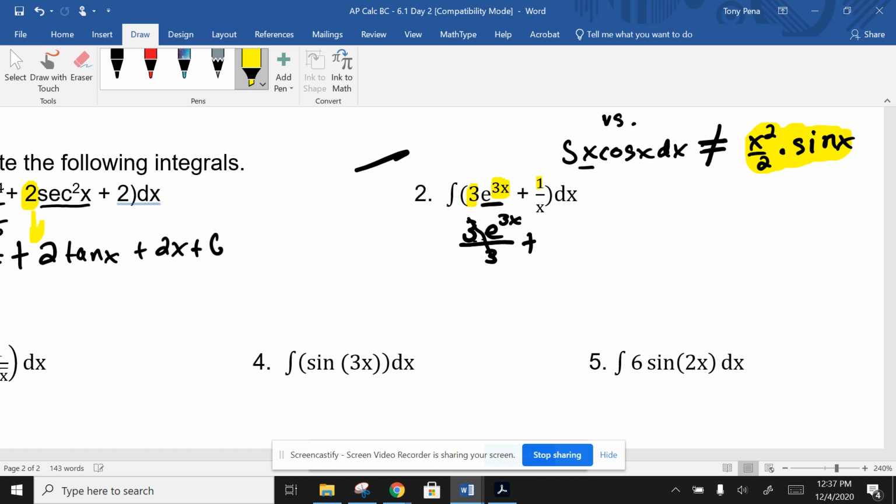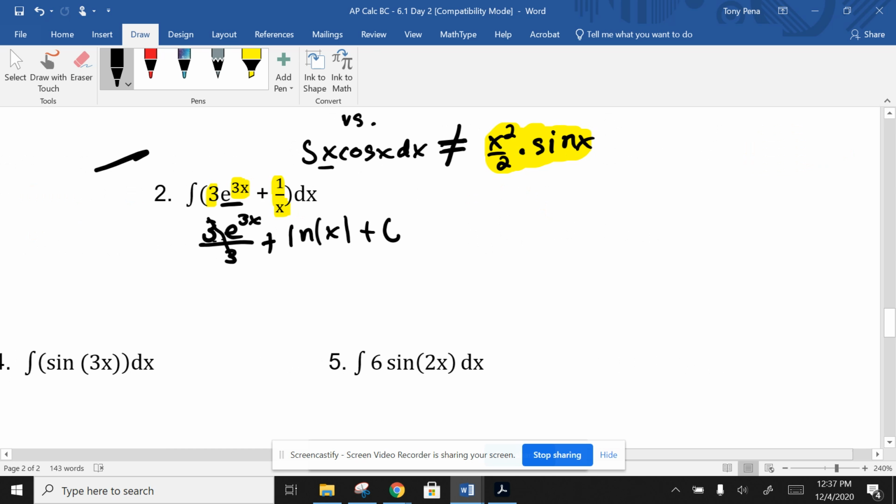And then this one again, now that we've seen it, this one tends to be one that people will miss. What we took the derivative of to get a 1 over x would have been the natural log of x, and then we need to include those absolute values, and then plus C. All right. And then that's it.